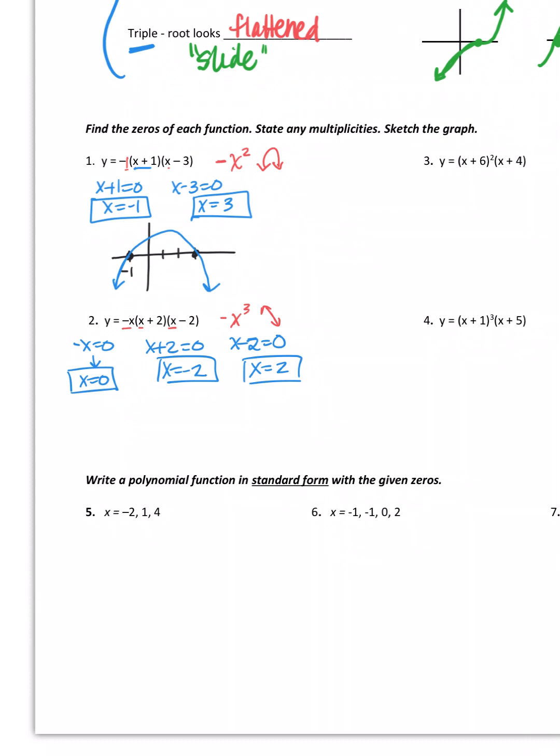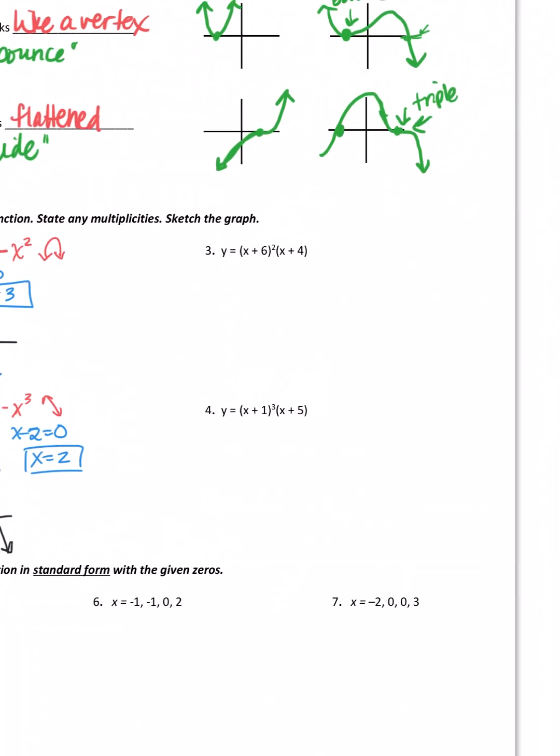So let's look at our graph. Let's think about this. I have a negative 2, I have 0, and I have positive 2. Okay? I know it's going to start from left to right. It's going to come up, and it's going to cross through, cross through, cross through. And there it is.